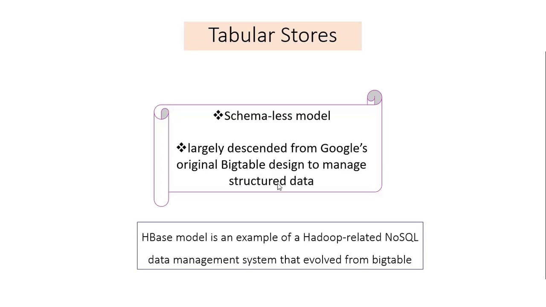Google has a database called Bigtable, right? The tabular store has been based on the Google Bigtable design. This is used to manage structured data. You would have heard about the term HBase. The HBase model is an example of a Hadoop-related NoSQL data management system. This has also evolved from Bigtable, using the concept of Bigtable to develop the HBase model.